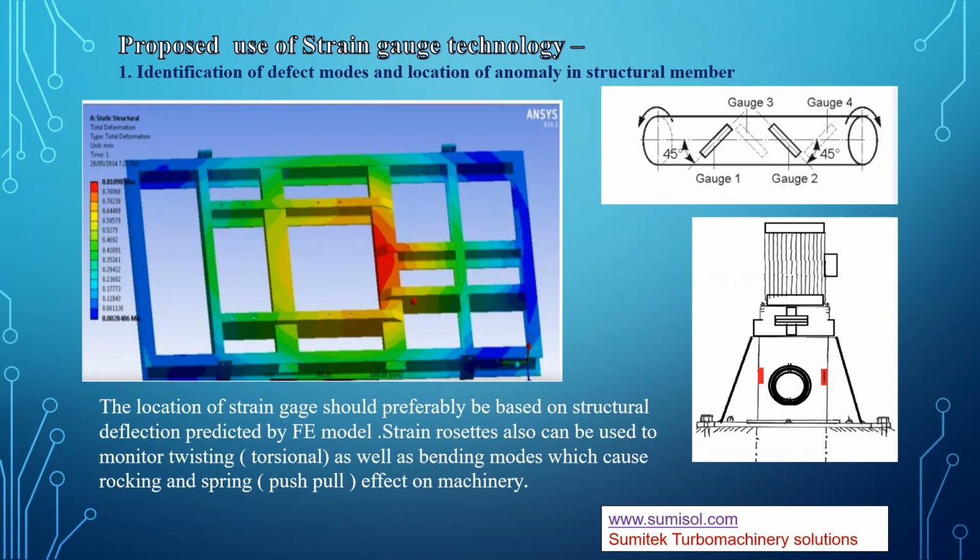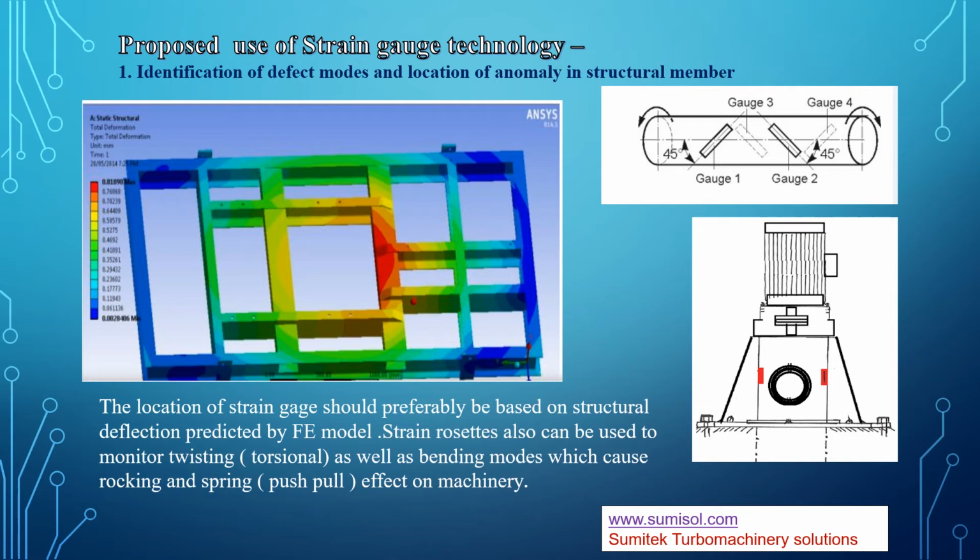So we will talk a little more on the application of strain gauge technology, continuing from the other slides, especially with regards to identifying the various defect modes and location of these anomalies in the structural members. So ideally, we've discussed how strain gauges should always be located or selected based on the structural deflection, which normally comes out of some kind of an FE model.